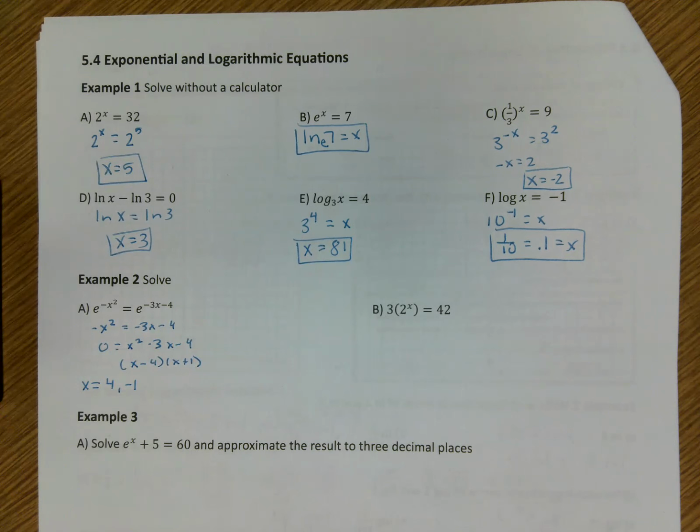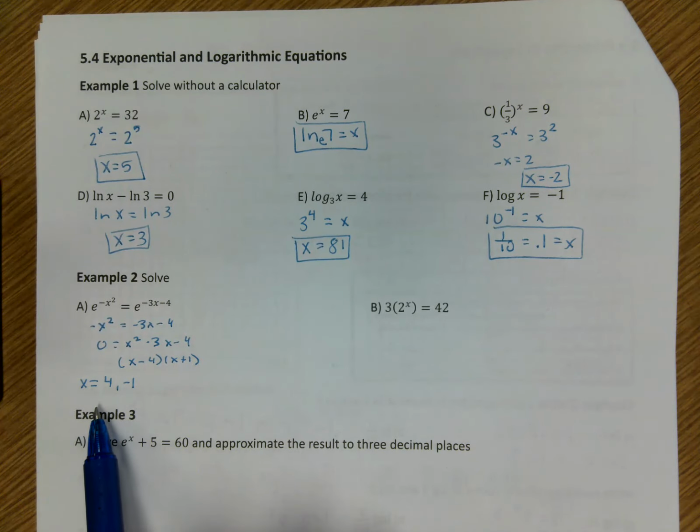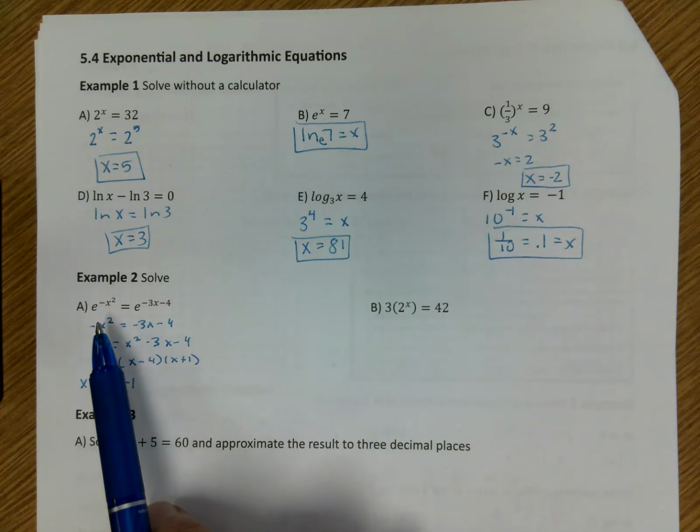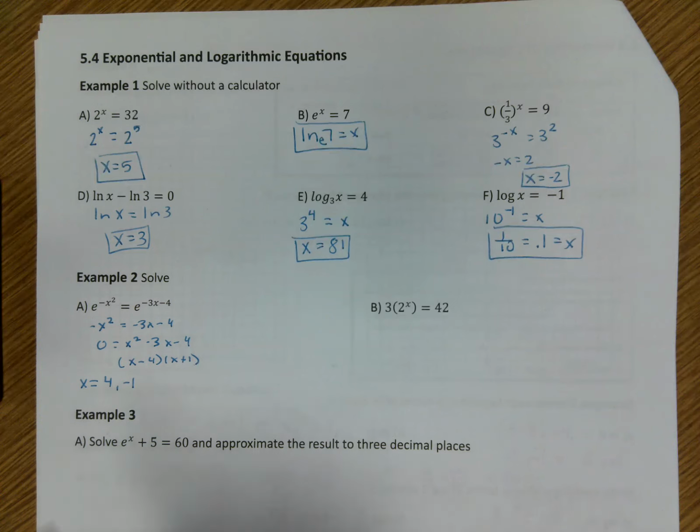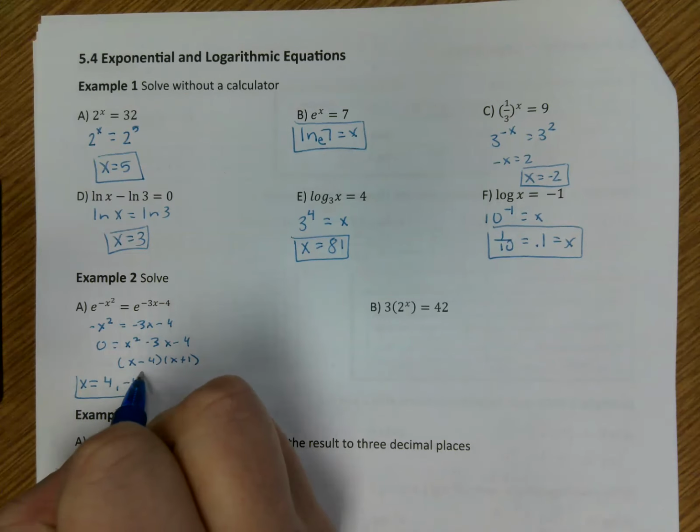Now this is where you have to be careful. In this problem, we can have 4 and negative 1 because when we have exponential, our domain for exponential is all real numbers. So my two answers here are 4 and negative 1.